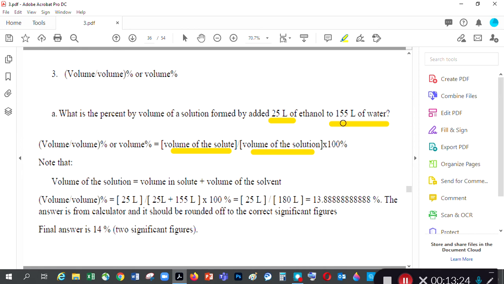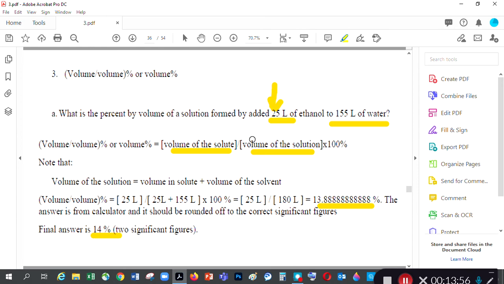So that will be 25 divided by 180. The sum of 155 plus 25 is 180. Multiply by 100, and I give you this large number here. We have to round it off to the correct sig figs, which is 2 sig figs, here is 2, correct? The least. So 2 sig figs, which is 14%, and you can verify it as well.